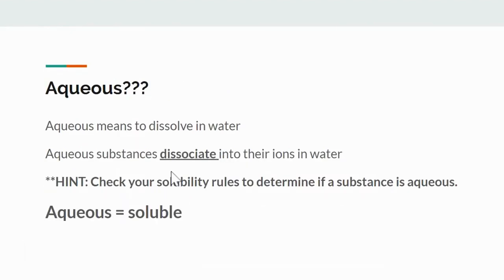So as a refresher, aqueous, if you think back, meant for something to dissolve in water. Well, we've defined that, but what does that really mean? We've talked a little bit about dissociation. So aqueous substances dissociate into their ions when they are in water. And if you're unsure whether or not something is aqueous, then you should check your solubility rules to determine if it's aqueous. And remember that the term aqueous in terms of the solubility rules means soluble.